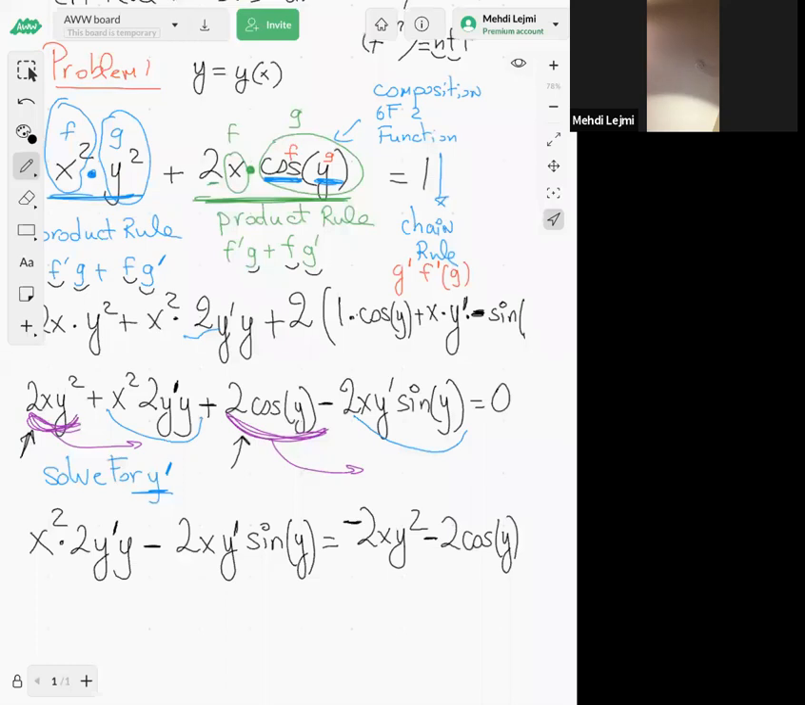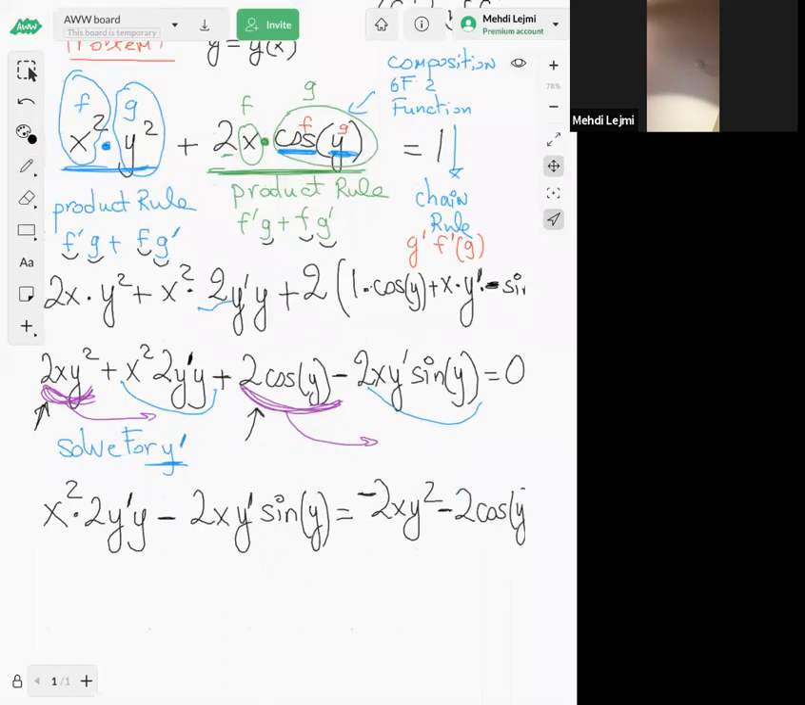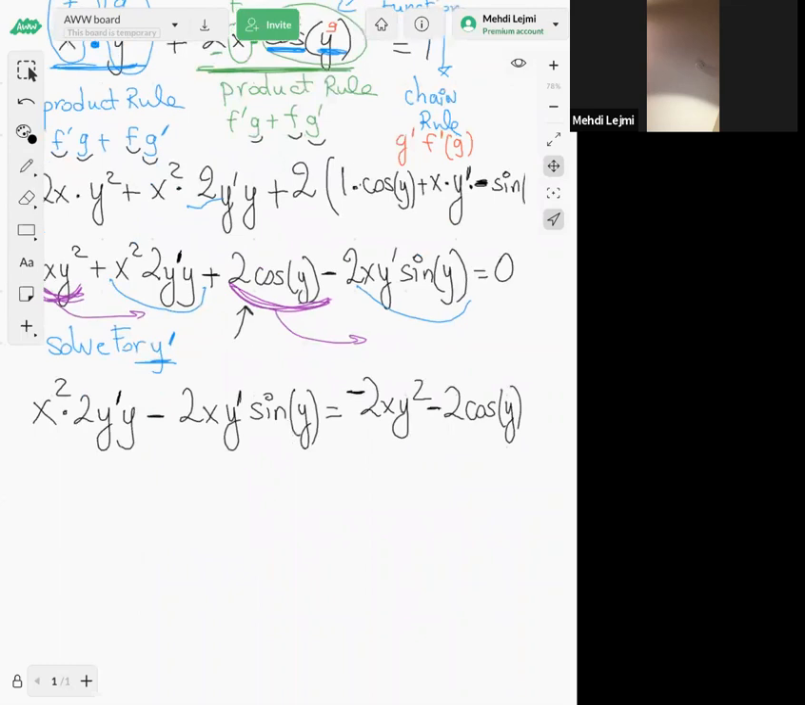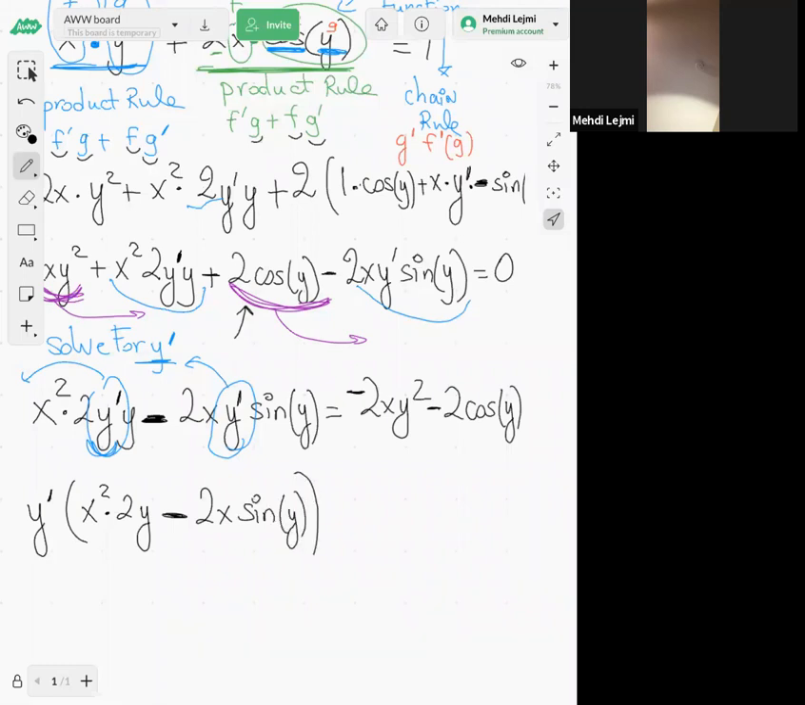Now, on the left side, I have only my y prime, so y prime is the common factor. I can factor out the y prime, right? There's a y prime here and this y prime here, so I can factor them out. And so that will be y prime, and then there's an x squared times 2 times y, and there's this minus. If you pull out this y prime, you are left with the 2x and the sine of y, right? And the whole thing equals minus 2xy squared minus 2 cosine of y, right?